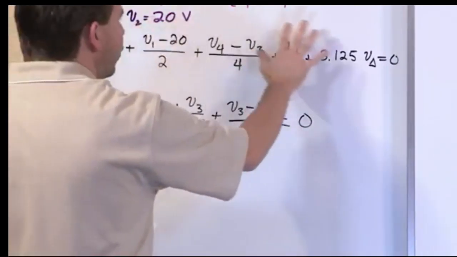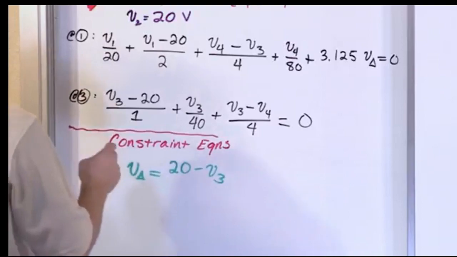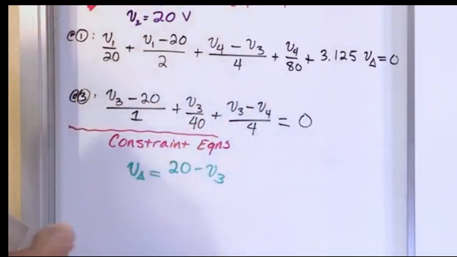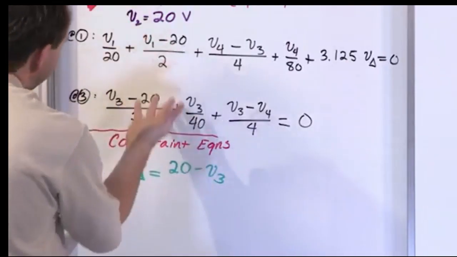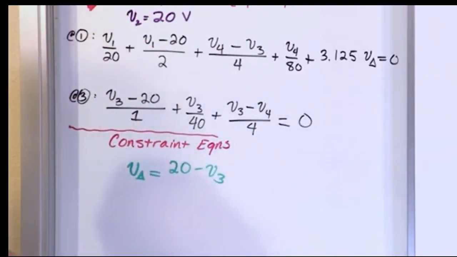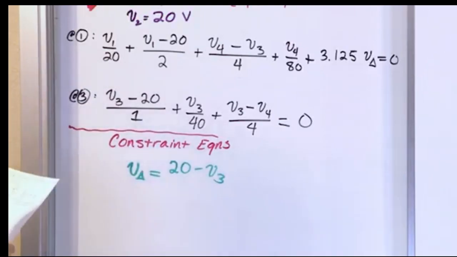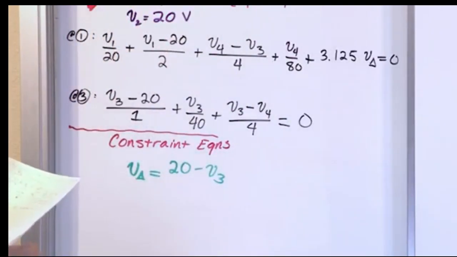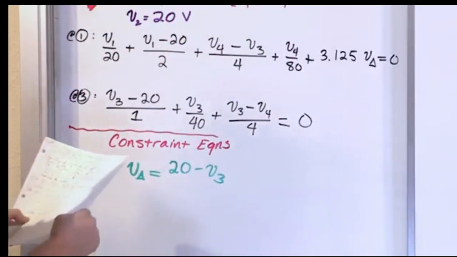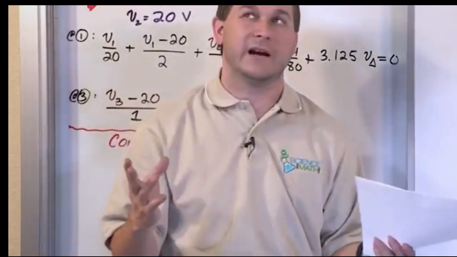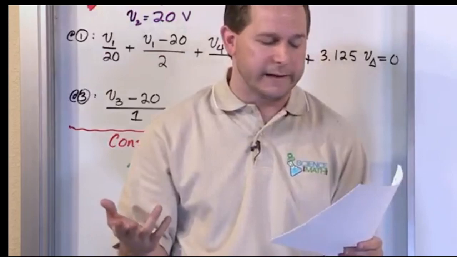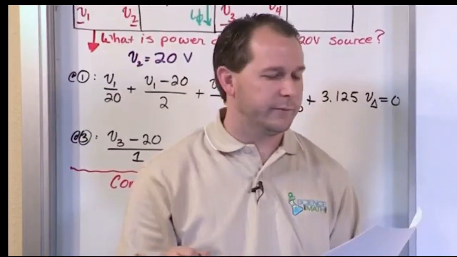So let's go back and look. We have four variables: V1, V3, V4, and V delta. We only have 3 equations, so we need one more equation. So let's go back and look at this. And I'll tell you right now, you can stare at this for a while before you see what to do, because it's not easy to see at first. Even when I solve this problem, I'm looking at it and I'm like, geez, where's my other constraint going to be?